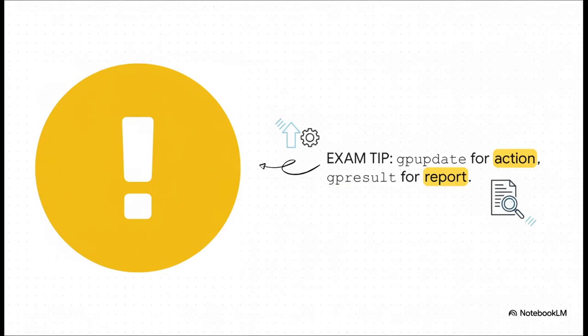So the key thing here is that they work as a team. GP update makes it happen, and GP result shows you the result. The A+ exam loves to try and trip you up on this. Just remember this simple trick. Update is for the action, result is for the report.